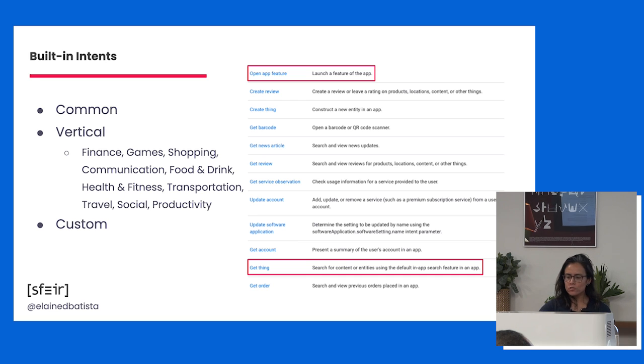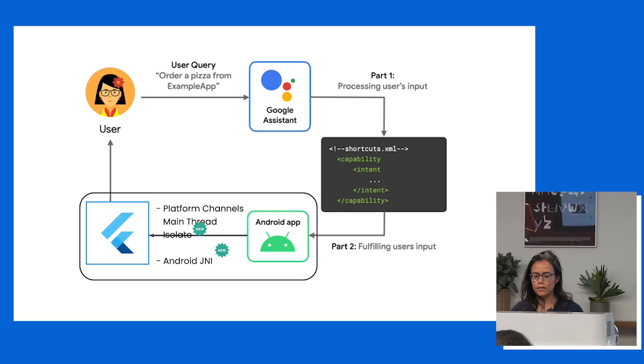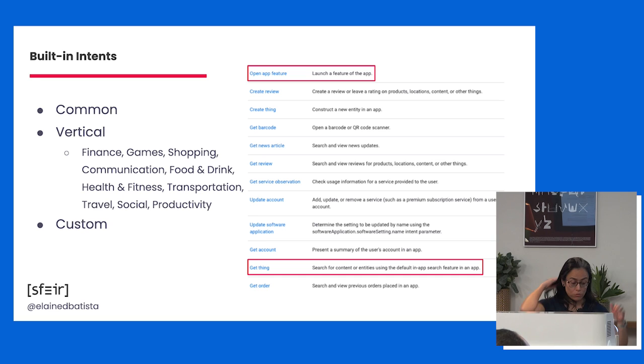So you saw that between the Google Assistant and Android, you have some kind of configuration. In order to build that configuration file, you have to think about what your app does and what Google has done for us in order to integrate with the Google Assistant. These are what we call the built-in intents, so basically the features or capabilities of your app that you can integrate with the Google Assistant.